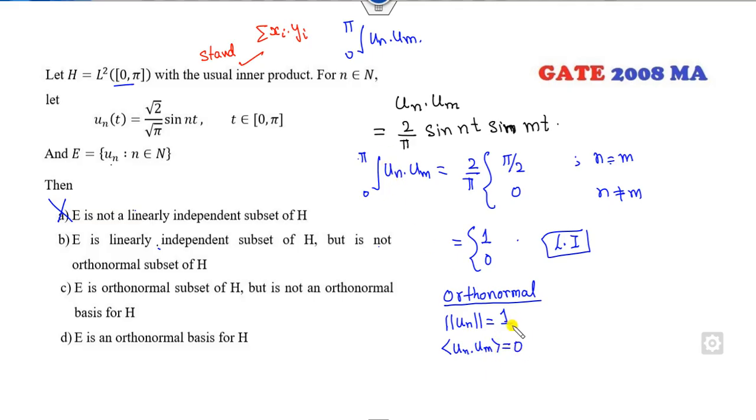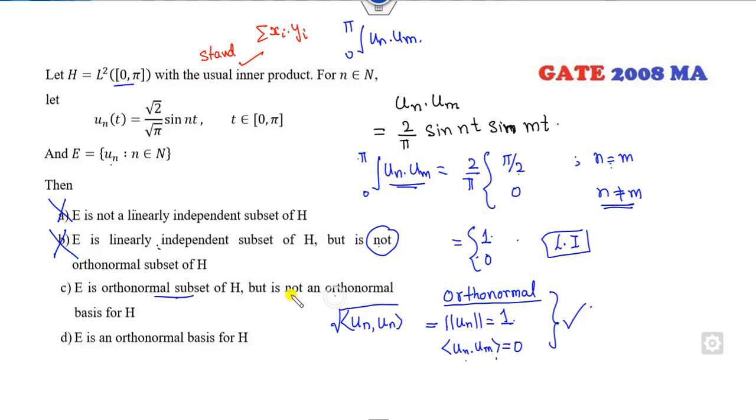So we can see the inner product is 0 whenever n is not equal to m. And I can write this number also as the square root of this. Whenever n is equal to m, its value will be 1, and the root of 1 is 1. So what is the meaning of that? This property is satisfied, so it is an orthonormal subset, fine.